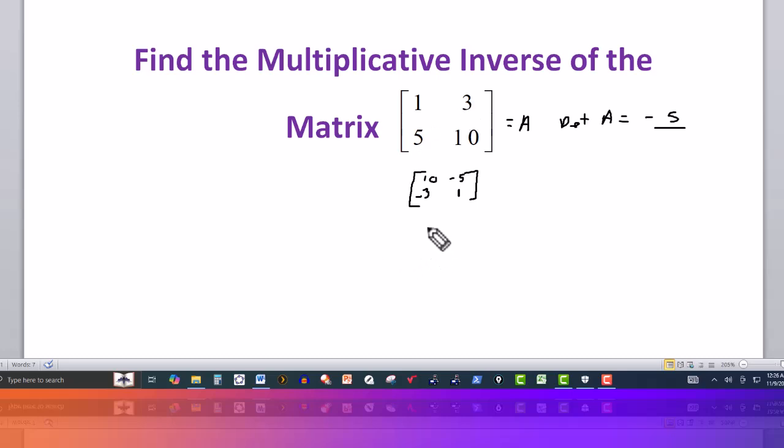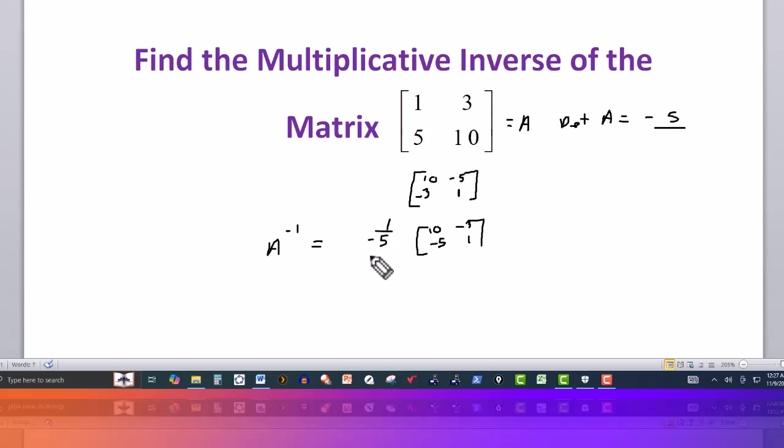And then the next thing we do is what's called the transpose matrix. So the rows become columns, or the columns become rows, if you want to say it the other way. So it's going to be a 10 here, and a -5 here, and then a -3 here, and a 1 here. So the inverse is given by 1 over the determinant of A times this matrix here. This is sometimes called the adjoint matrix.